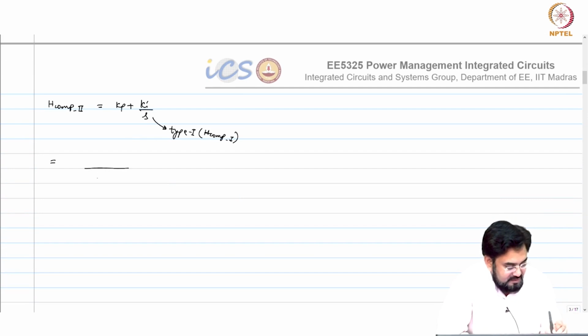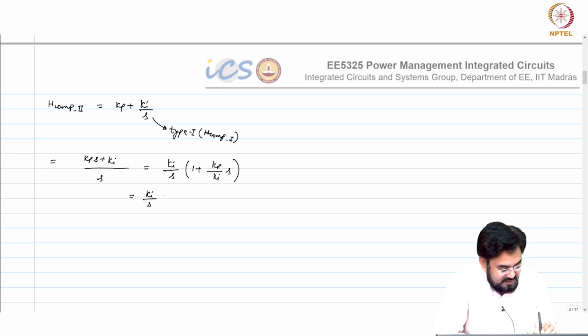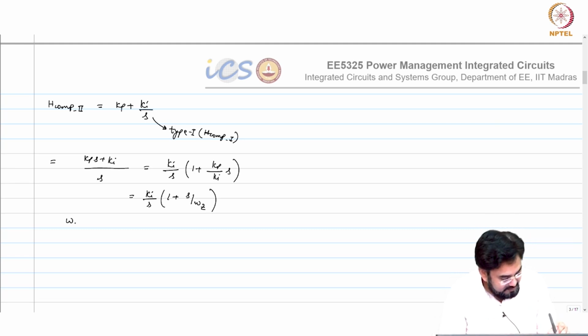I can write it as Kps plus Ki over S, and it can be written as Ki over S times 1 plus Kp over Ki S, which can be simplified as Ki over S into 1 plus S over omega z. So what is omega z here? Ki by Kp. So this has one integrator, or one pole at origin, and one 0.